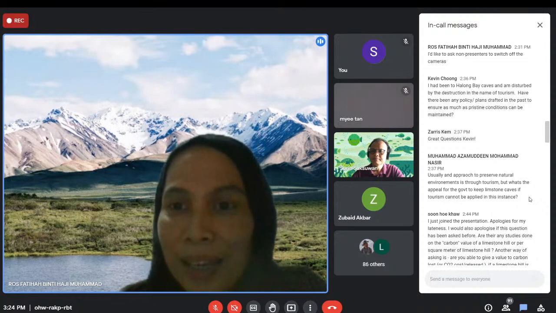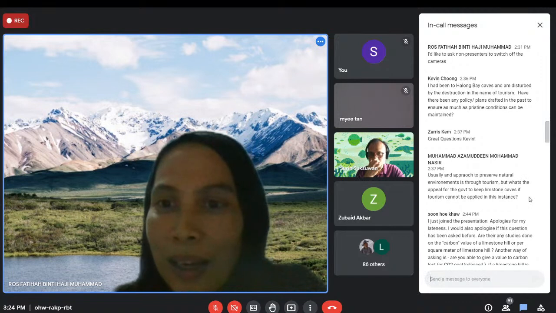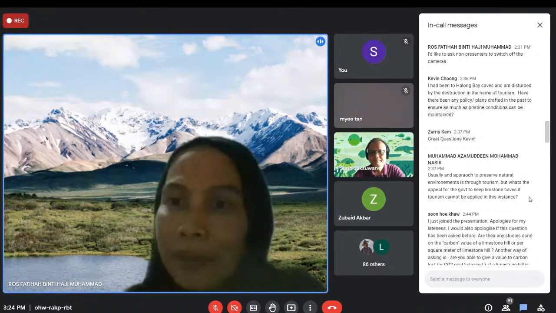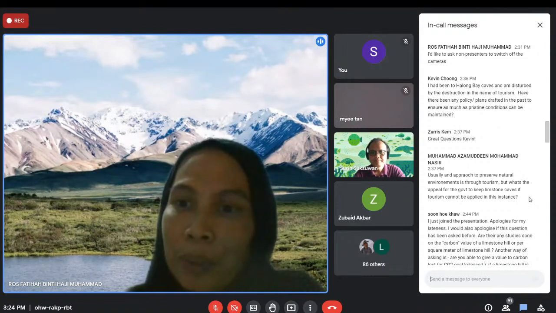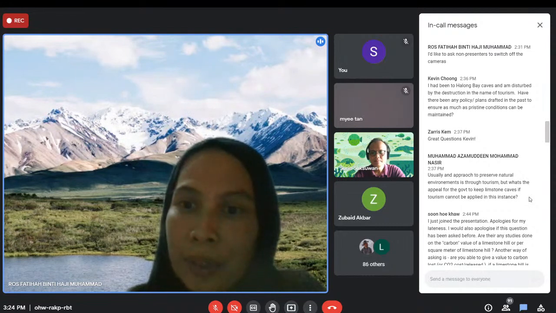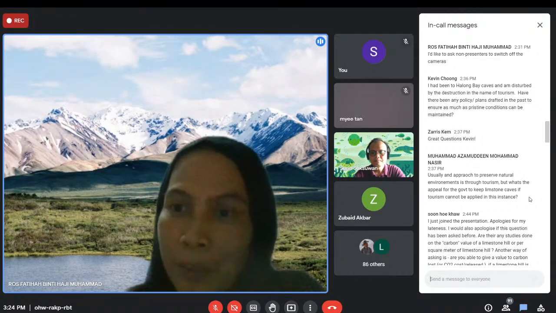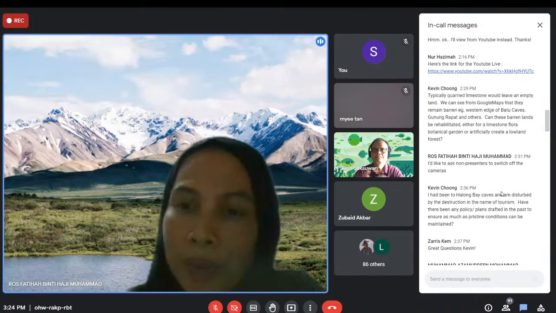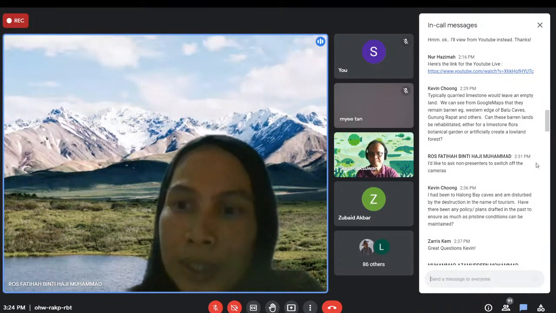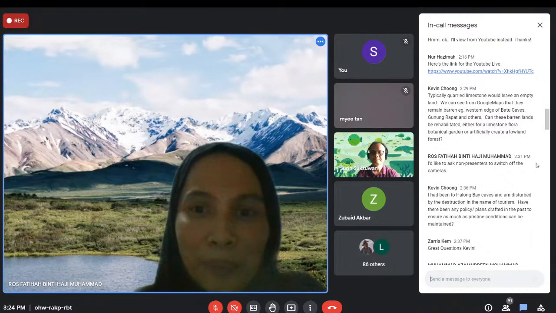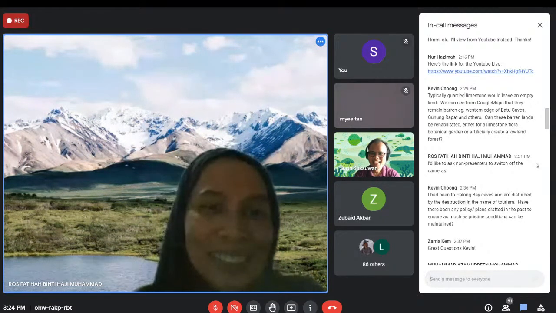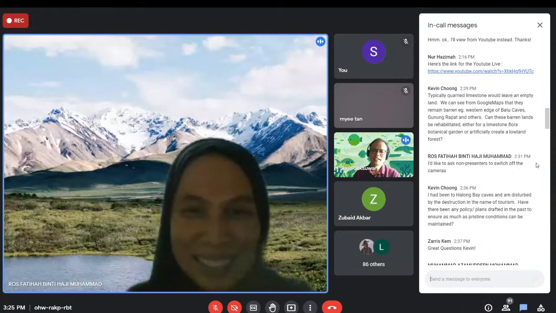The first question is from Kevin Chong. Typically, quarried limestone would leave an empty land. We can see from Google Map that they remain barren, for example, the western edge of Batu Caves, Gunung Rapat, and others. Can these barren lands be rehabilitated, either for a limestone flora botanical garden or by artificially creating a lowland forest? Can any of you answer that, please?